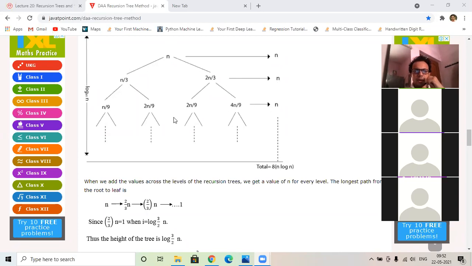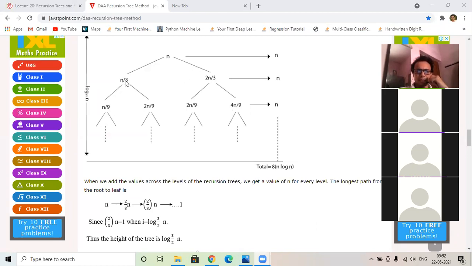Now note that it will not be a balanced tree. Why? Because here many more terms are there. See here n by 9, 2n by 9. But here 2n by 9 is there as well as 4n by 9. So 4n by 9, and here 2n by 9 and here n by 9, 2n by 9. Which has the more terms? Here we'll have the more terms. So always it is a right biased tree. That is, on the right side the height will be more than the left side.